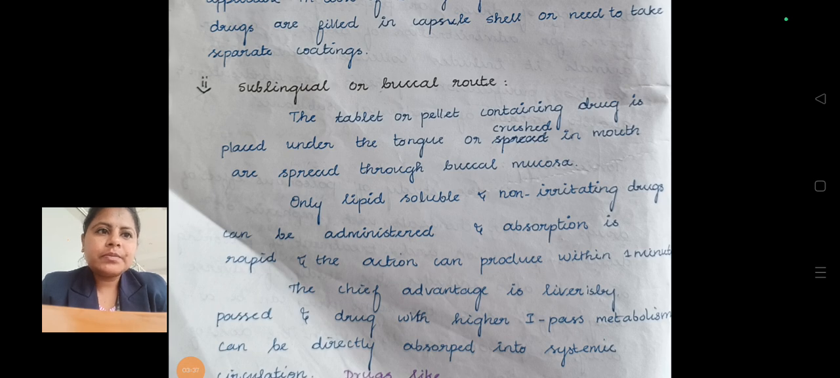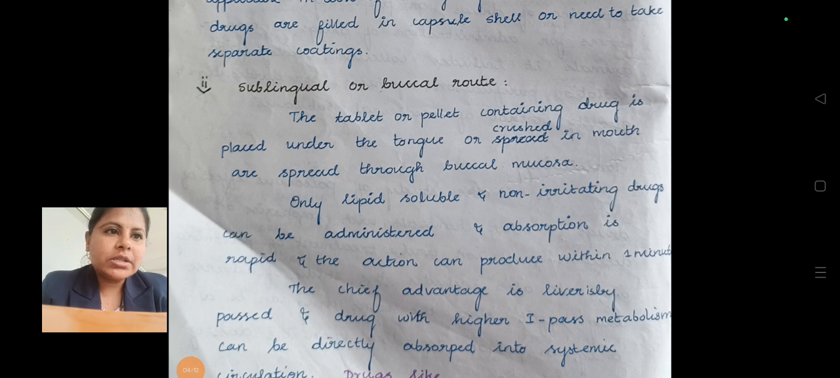So what is the sublingual method? Any medicament in the form of a tablet or pellet is placed under the tongue, or the powder is crushed, or some sublingual patches are available, which spread through the buccal mucosa. Only lipid soluble and non-irritating drugs can be administered by the sublingual route. The absorption is rapid. The action can be produced within a minute.